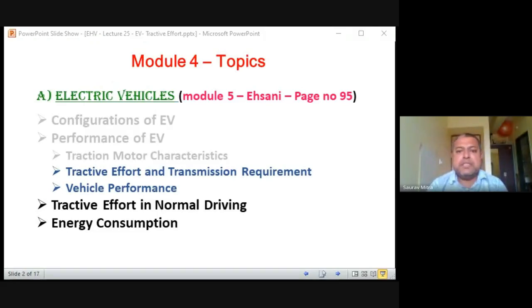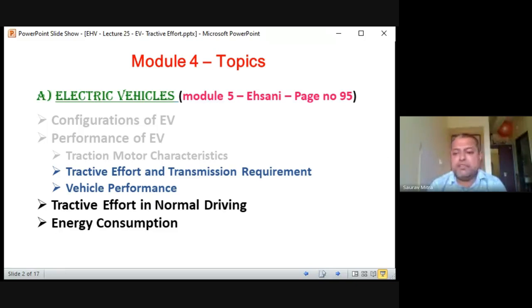So I told you yesterday that there can be two questions. First question can be the configuration of EV. There are six configurations that you have to explain, so it can be a 10-mark question. Then performance of EV. You have to explain all these three topics, that is traction motor, tractive effort, and vehicle performance. Tractive effort, transmission requirement, and vehicle performance we will do today.